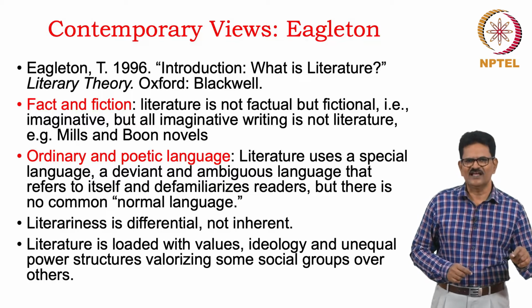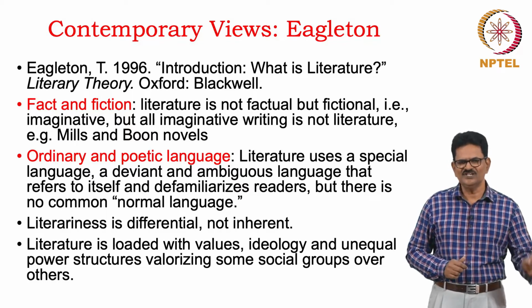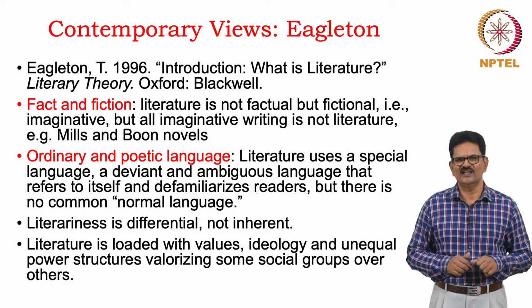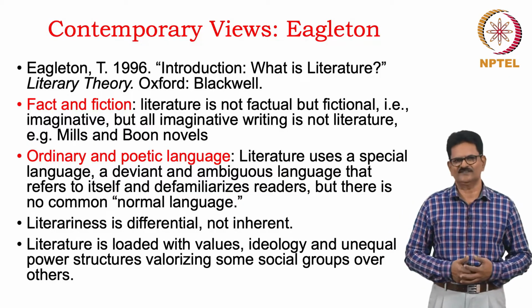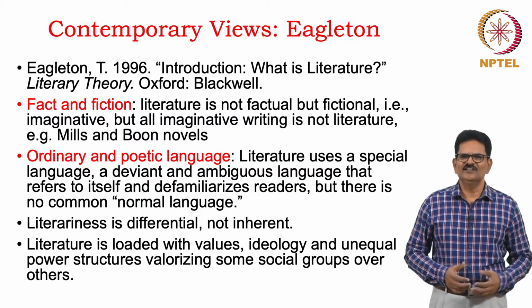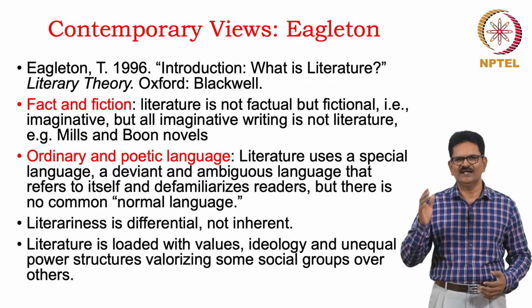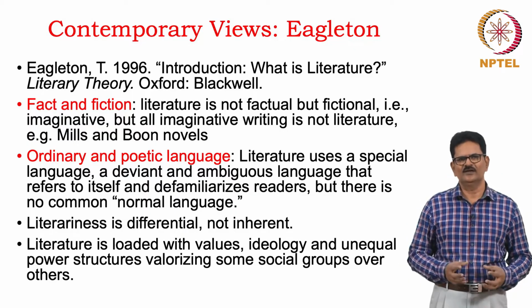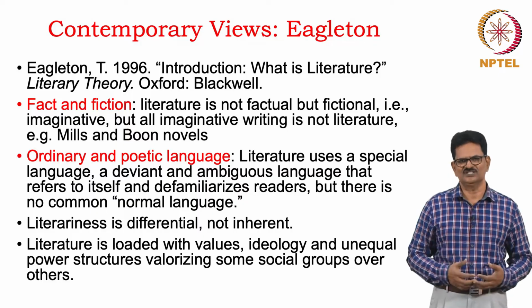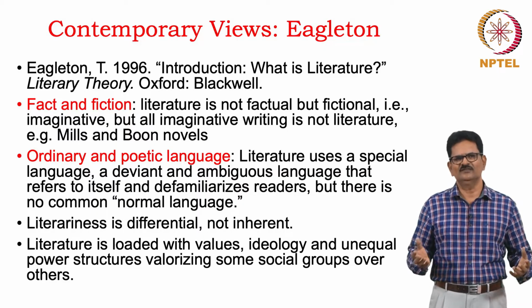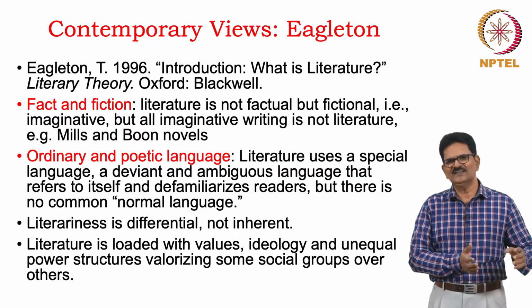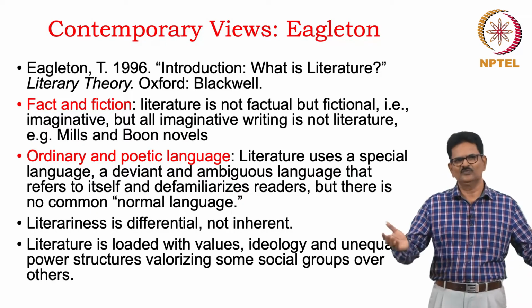Eagleton says literariness is differential. It is differentiated from one another, and that is why it is called literature, and this quality of literariness is not at all inherent in the text. He says literature is loaded with values, ideology and unequal power structures, valorizing some social groups over others. That is where we have contemporary meaning of literature. When we say literature is universal, when we say literature is common to all people, then one kind of literature produced by one individual representing one particular society will valorize certain ideas of that particular group. It is well understood now.